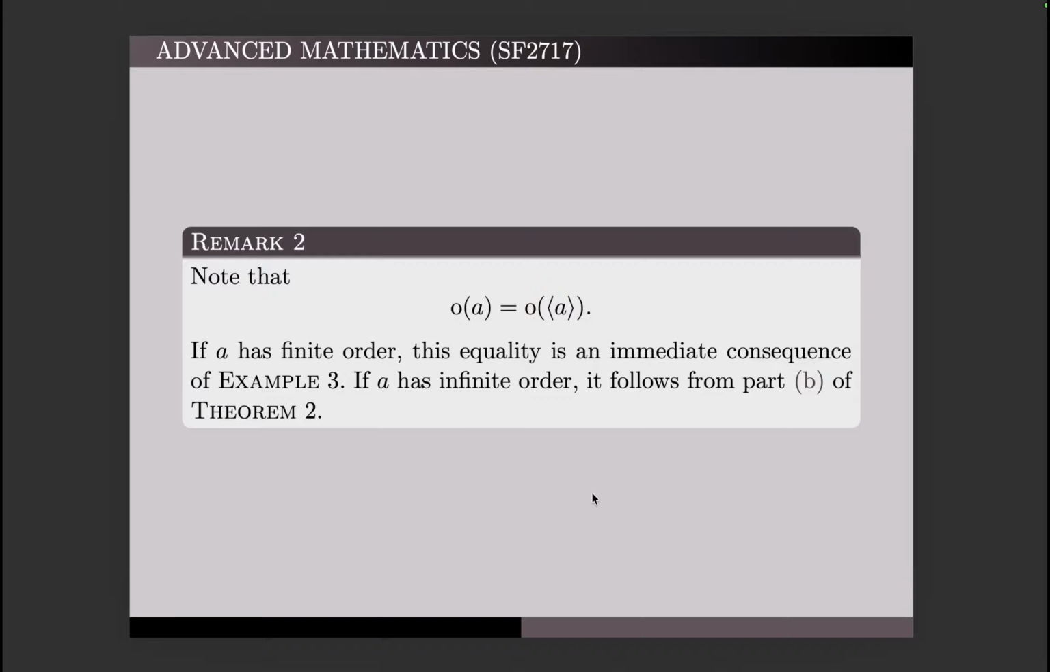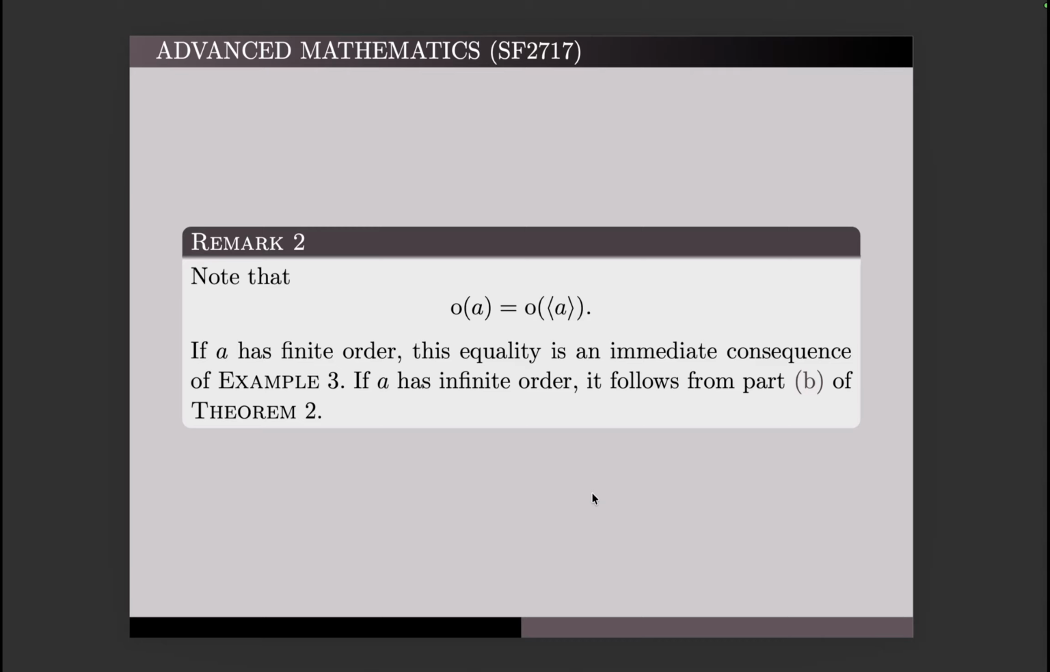It's on the board. Count them: 1, 2, 3, up to n. So if I ask you what is the order of this, you will start counting 1, 2, 3, up to n. So the order of this is n, and the order of A is also n. So if the order of A is finite, these two orders are the same.